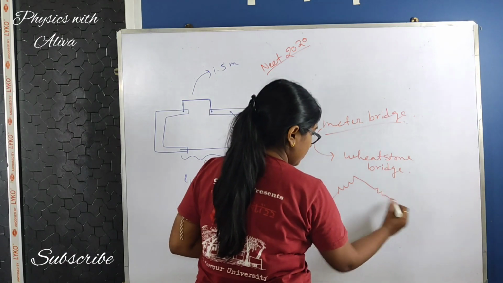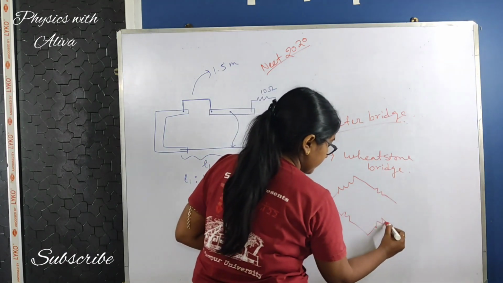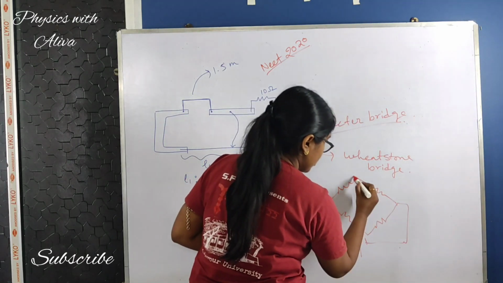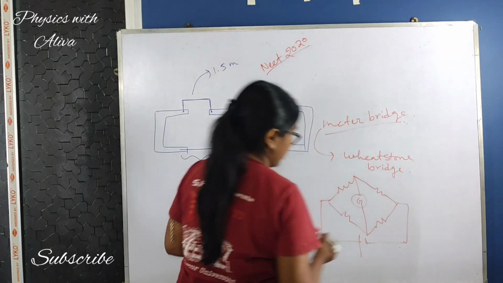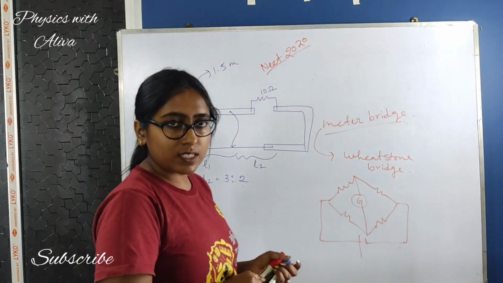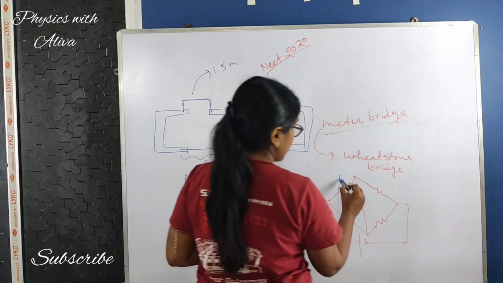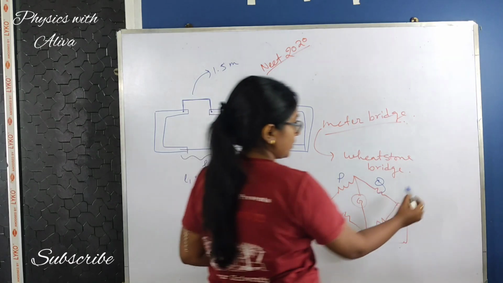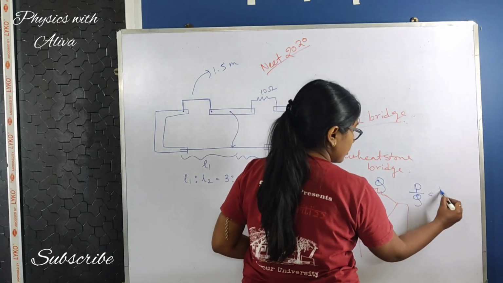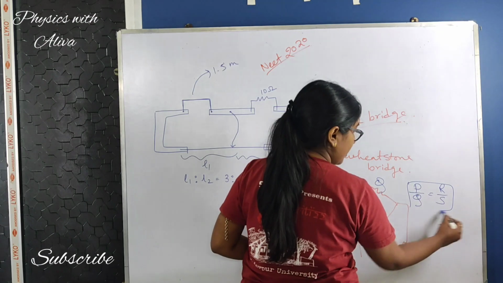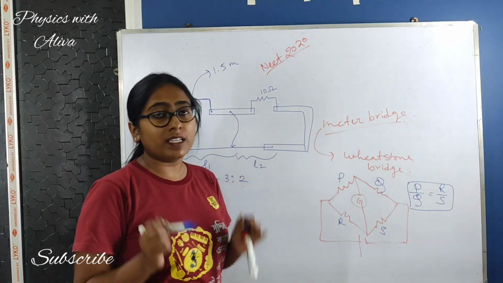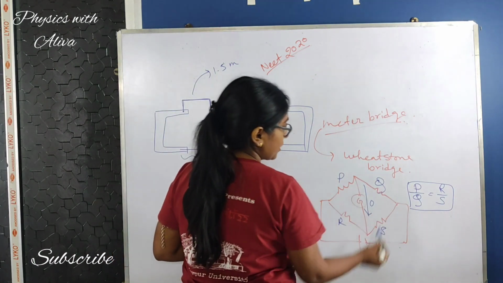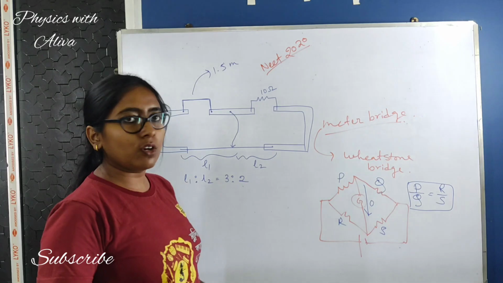Suppose this is a Wheatstone bridge and here a galvanometer is connected. You can see 4 resistances are there in the Wheatstone bridge. This is the resistance P, this is Q, this is R, this is S. If the ratio of the resistance P and Q is equal to the ratio of the resistance R and S, then this is known as a balanced Wheatstone bridge condition. In this situation, the current through the galvanometer becomes 0. Okay, this is the principle of the Wheatstone bridge.